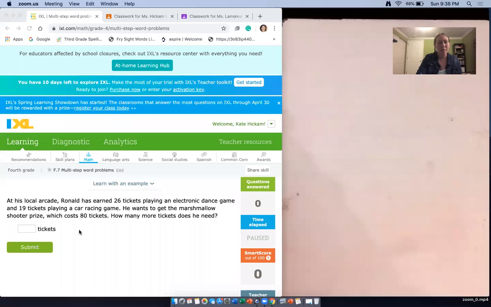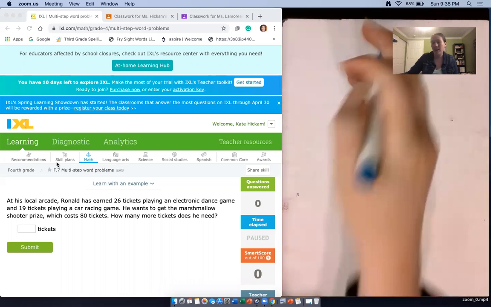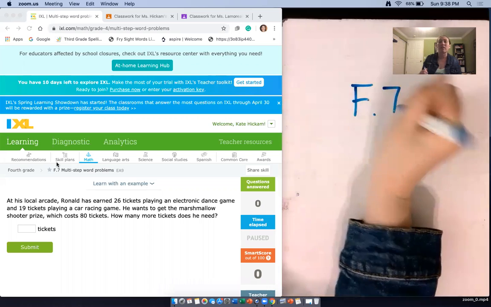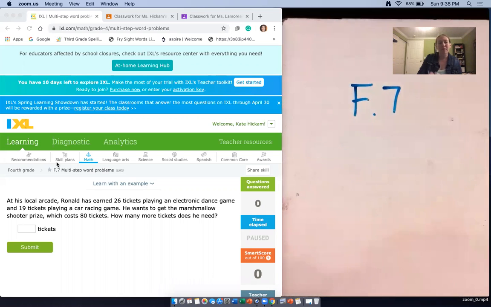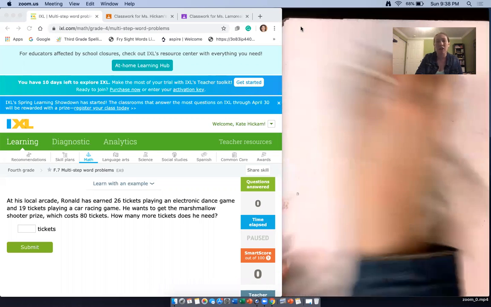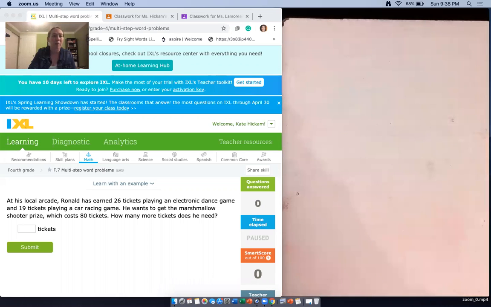The first one is IXL F.7, not R.7. I go into IXL and pull up that skill, or I can also do it in my assignment. This is multi-step word problems, and for those of you who are in my class or have taken classes with me, you know that whenever I have a word problem, there's a few questions I like to ask.